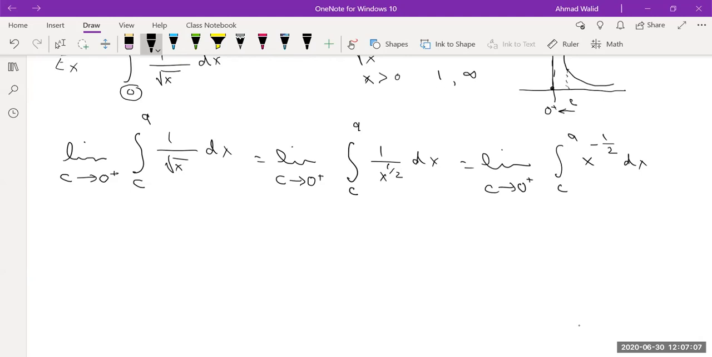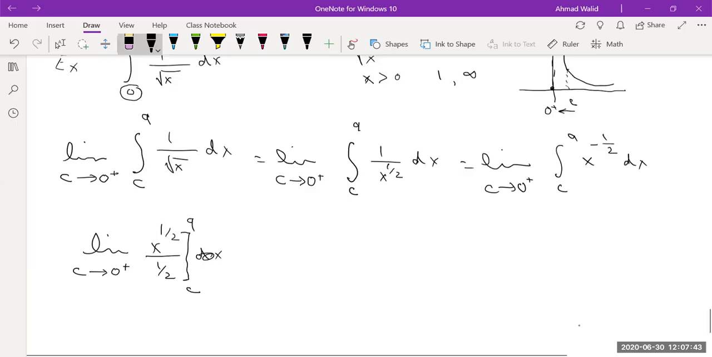It means you will end up with, if you add 1 to the exponent, -1/2 plus 1 gives you 1/2. That means limit, x to the power of 1/2 over the new exponent 1/2, as c approaches 0 from the right. Please put the bounds from c to 9. No more dx, we took the integral, put the bounds.